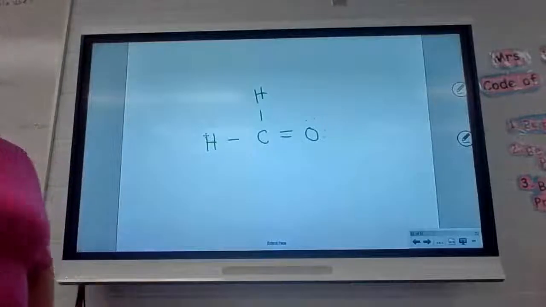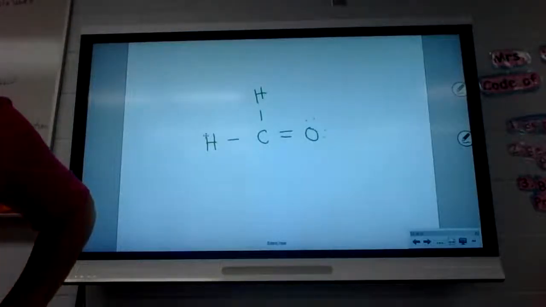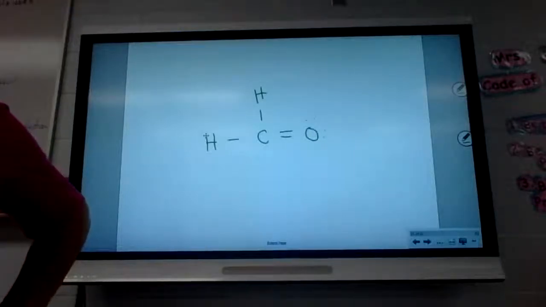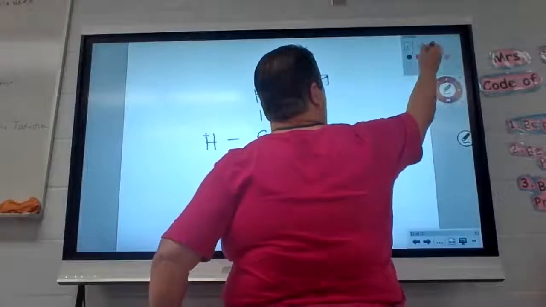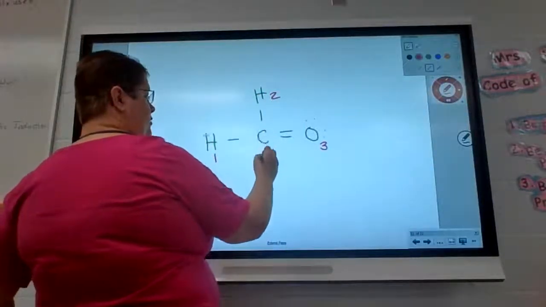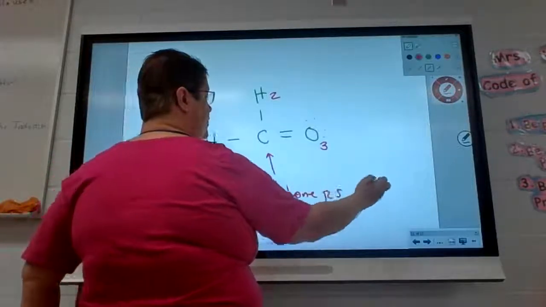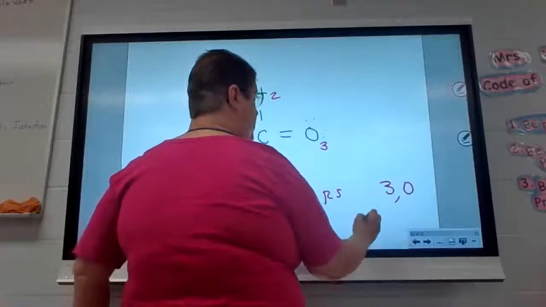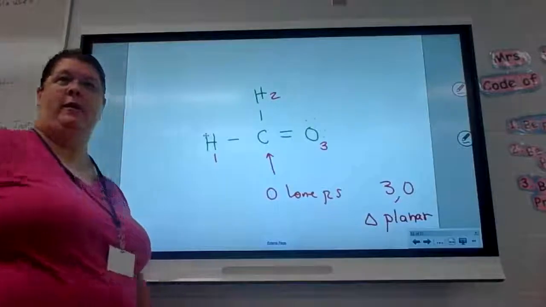All right, how many atoms are sticking off C? Three. How many lone pairs are on C? What's the geometry? Triangular planar. Do you see how I got that? There's 1, 2, 3 atoms. How many lone pairs are there? Zero lone pairs. So this is a 3 and a 0. So it's triangular planar. You with me?